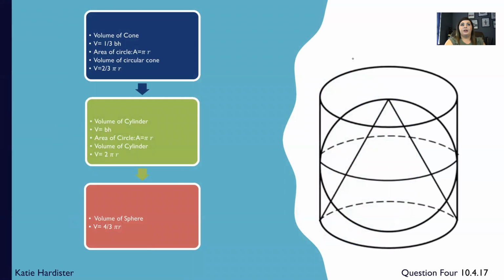So this is another tricky one, and so I just included the formulas for us. So to find the volume of a cone, the volume is 1/3 base times height. So then we would input, of course, the area of the circle, and that would be area equals pi r squared, and then the volume of the circular cone would be, of course, 2/3 pi times radius. And so I've listed each of those, how we would find the formula for each of them.